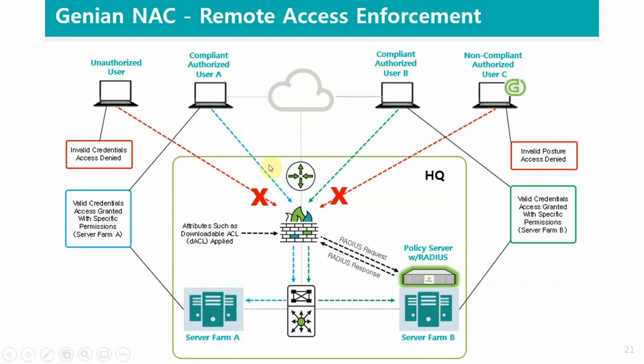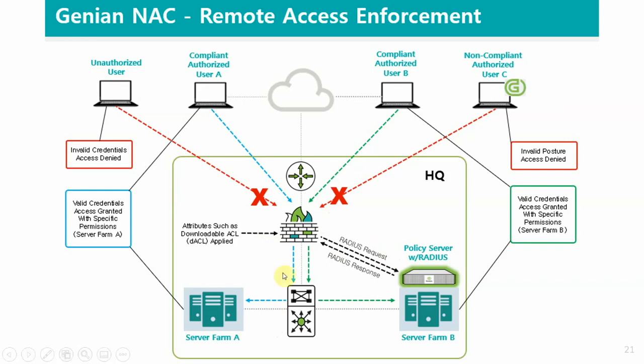When the Radius request is sent to the network access device, the Genie and NAC Radius policy server replies back with an attribute. That attribute can be something like a downloadable ACL, which is applied to the network access device. This allows compliant authorized user A only access to server farm A.